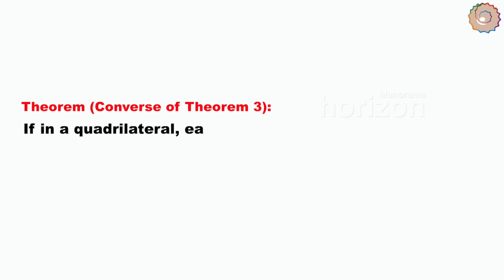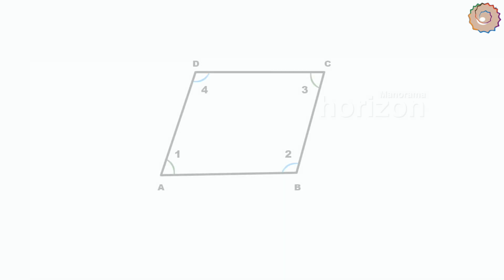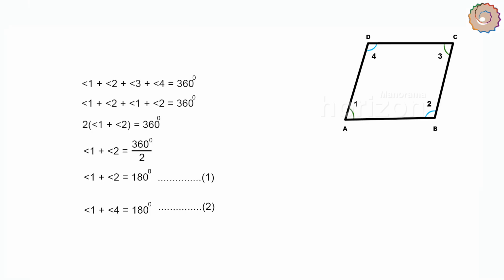Next theorem, converse of theorem 3. If in a quadrilateral, each pair of opposite angles is equal, then it is a parallelogram. Given ABCD is a quadrilateral with opposite angles equal, that is angle 1 is equal to angle 3 and angle 2 is equal to angle 4. To prove ABCD is a parallelogram, we need to see the proof. By the angle sum property of a quadrilateral, we can write angle 1 plus angle 2 plus angle 3 plus angle 4 is equal to 360 degrees.